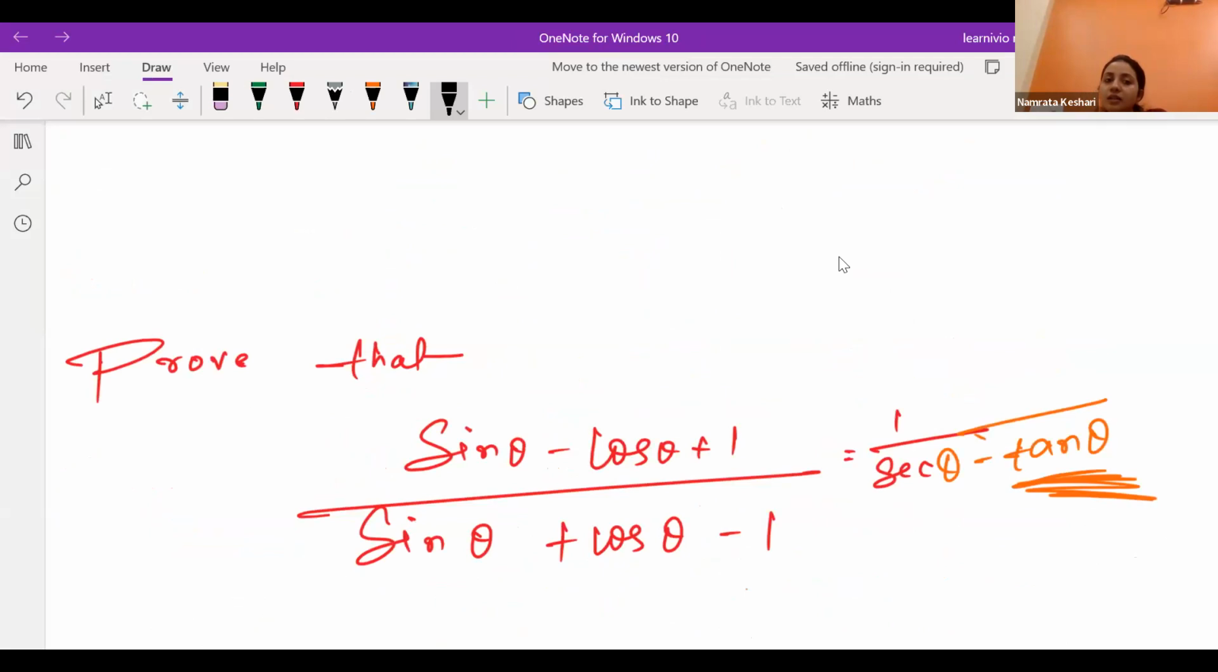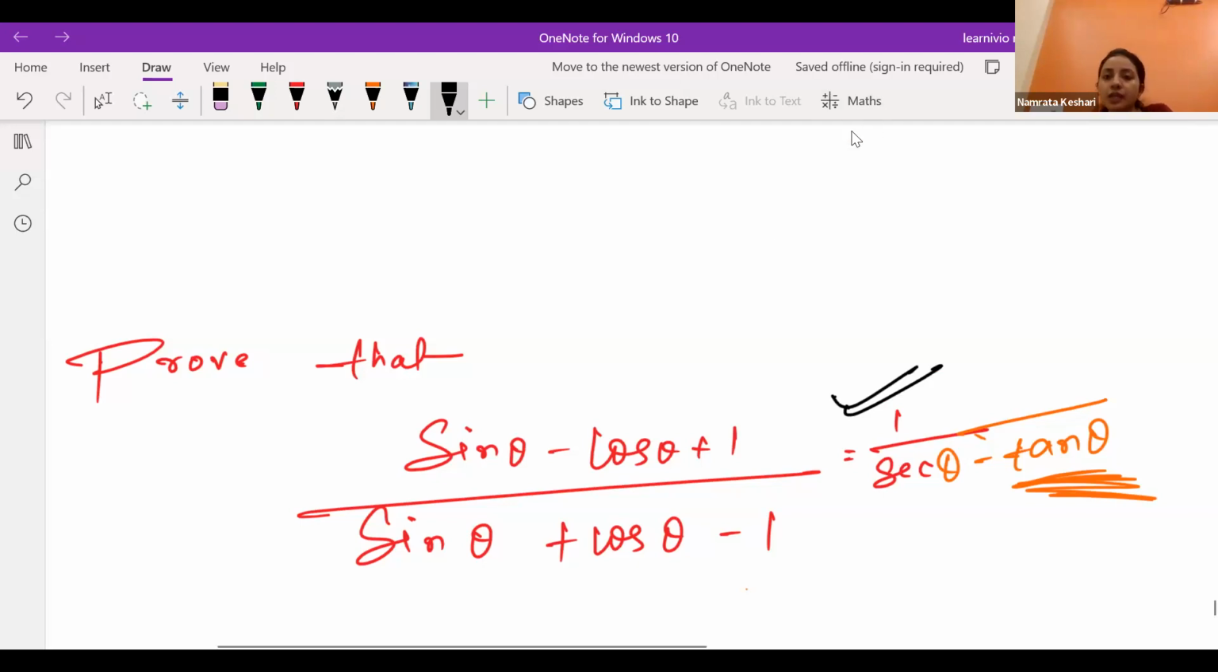Sec theta plus tan theta we have got, but still we are not done. We have to reach 1 by sec theta minus tan theta. Now suppose we got stuck. We are not understanding what can be done with the sec theta plus tan theta to create 1 by sec plus tan.